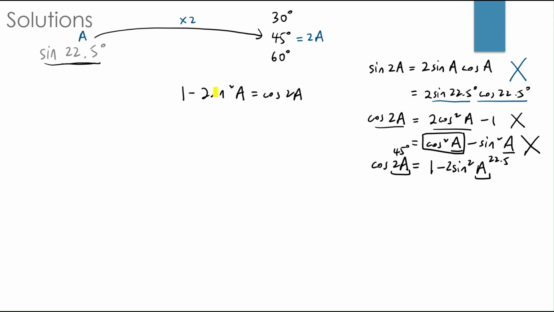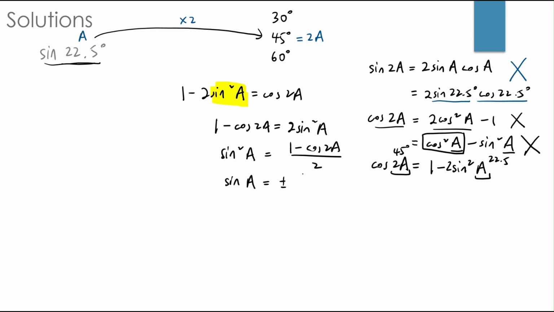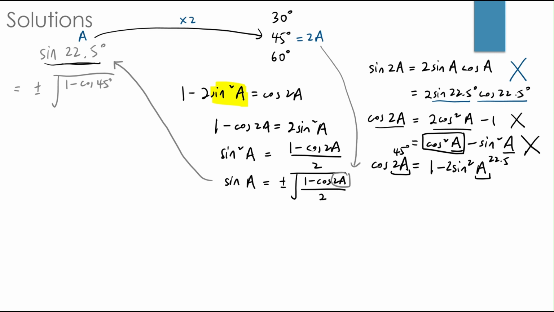Let's try to make sine square A the subject. So with that, I'll be having 1 minus cos 2A equals 2 sine square A. Divide by 2 on both sides, making sine square A the subject. So I'll have 1 minus cos 2A over 2. Square root both sides to make sine A. So I'll have plus minus square root of 1 minus cos 2A over 2. And now, when I use this, I will have plus minus square root of 1 minus cos 45 degrees over 2, since A is 22.5 and 2A here will then be 45 degrees.